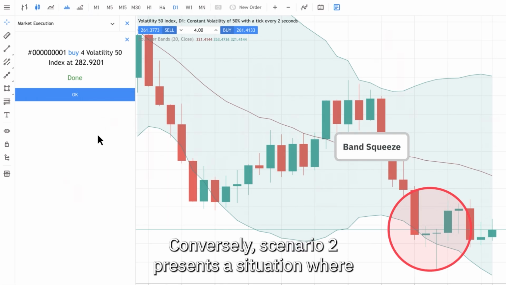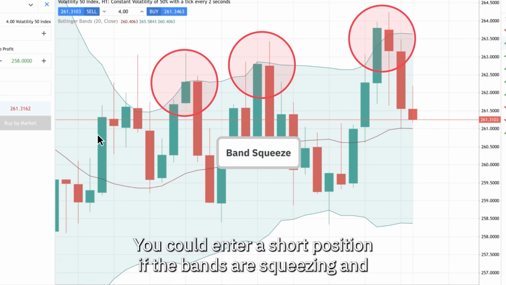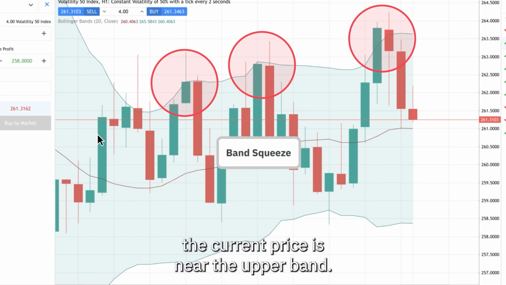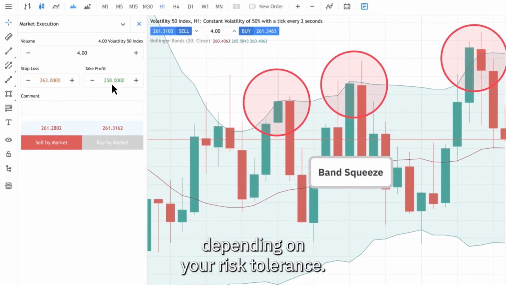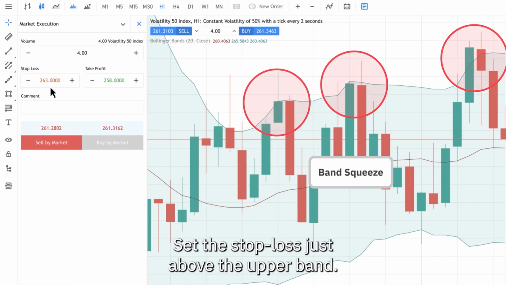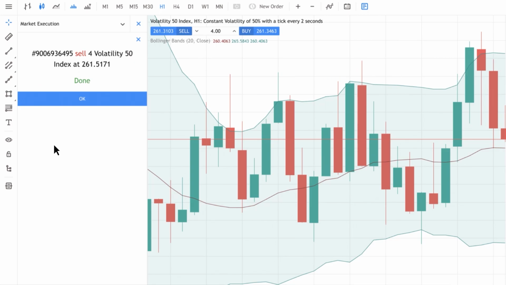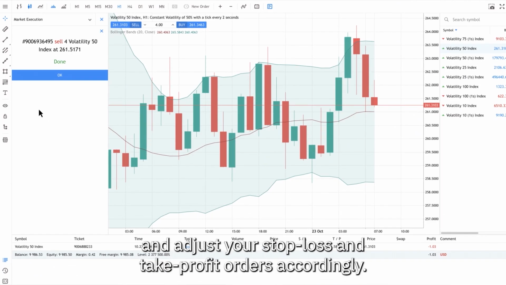Conversely, Scenario 2 presents a situation where the price touches the upper band. You can enter a short position if the bands are squeezing and the current price is near the upper band. Set the take profit at the 20-day SMA or the lower band, depending on your risk tolerance. Set the stop loss just above the upper band. Once you open the position, monitor the price movements and adjust your stop loss and take profit orders accordingly.